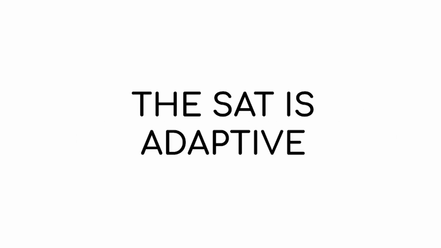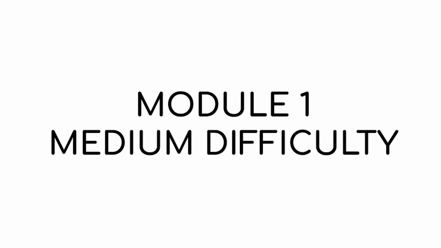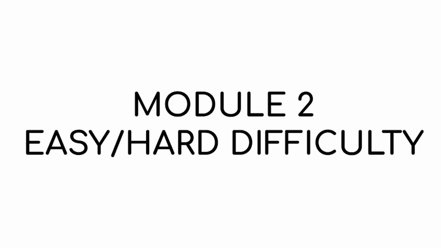Okay, so the reason there are two modules is because the SAT is adaptive. So the first module is going to be medium difficulty. This means that it will be a mix of easy questions, medium questions, and hard questions. The second module is where it gets spicy, because it can be easy difficulty or hard difficulty.